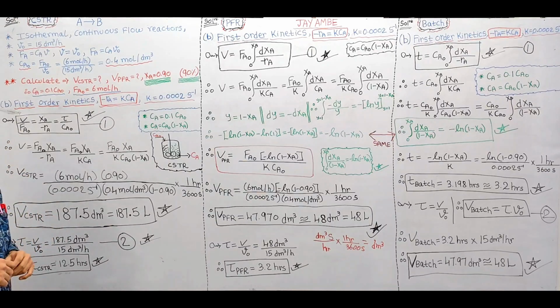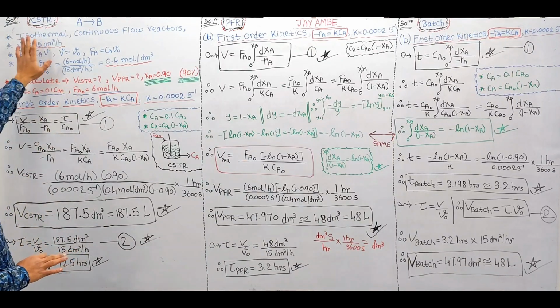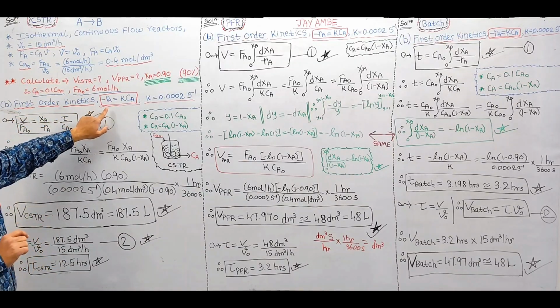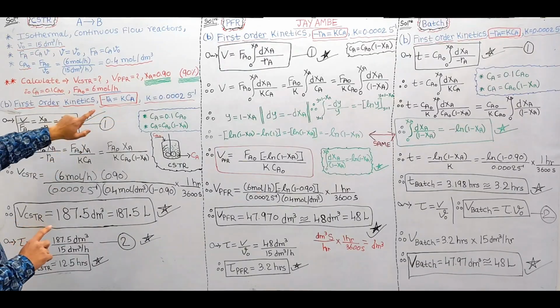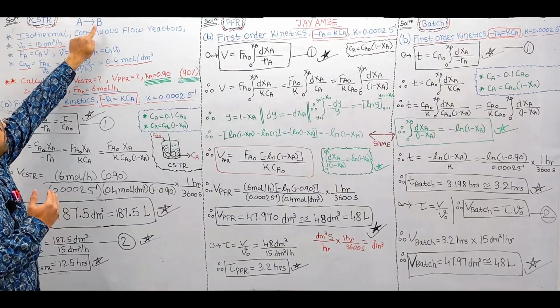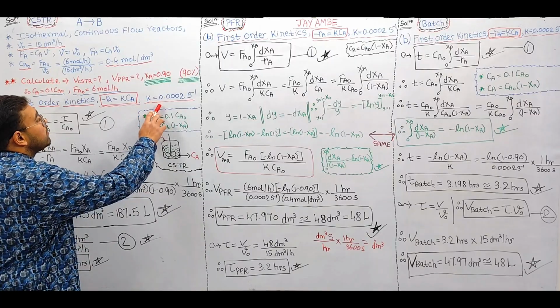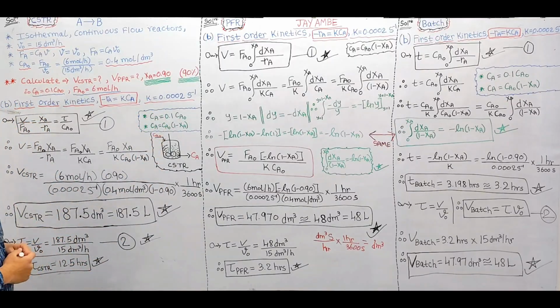In the first case, we are solving for the CSTR, keeping all the operating parameters constant, using the first order reaction kinetics, where the given rate law is minus Ra is equal to K Ca, for the given reaction when the reactant A is getting converted into the new product, where the rate constant K is equal to 0.0002 second inverse. The first step is to write the performance equation of the CSTR. The performance equation of the CSTR is represented as V divided by Fa naught is equal to Xa divided by minus Ra, which is equal to tau upon Ca naught.